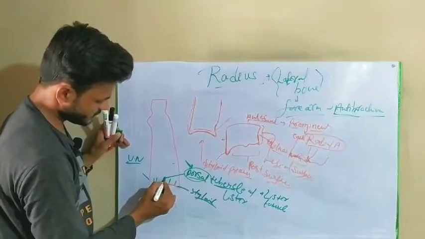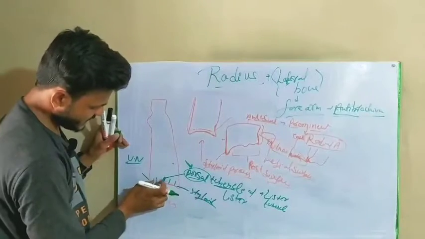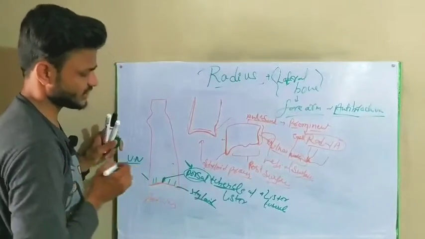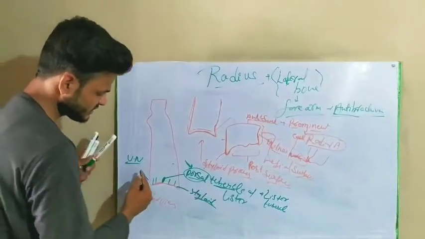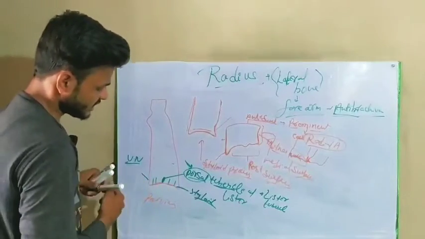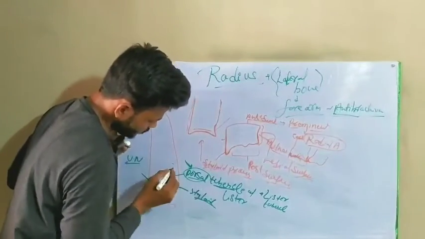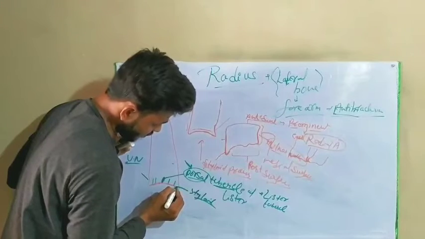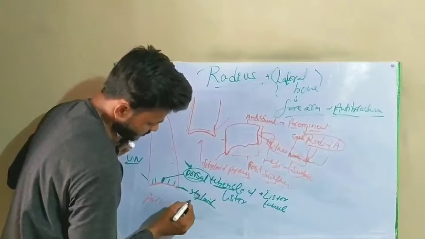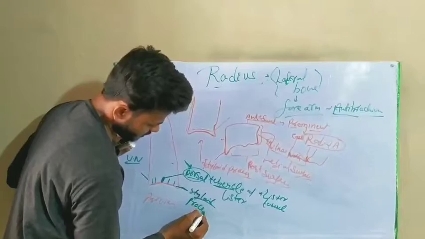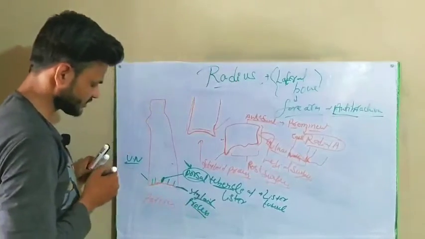Each two grooves are situated on each side of the Lister tubercle. This is the posterior surface. This is the lateral surface, which is projected downward and forms a ridge, a process. This process is called the styloid process.